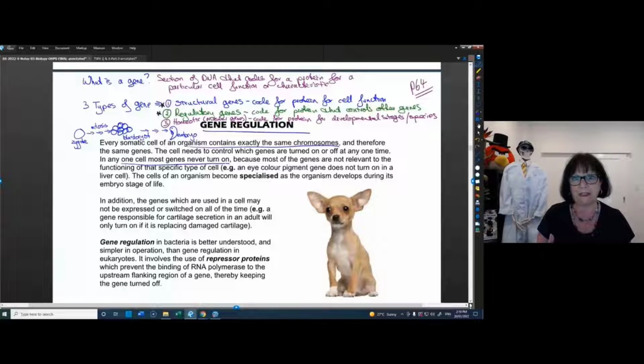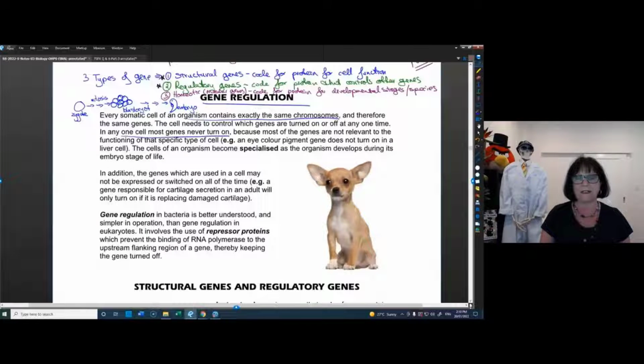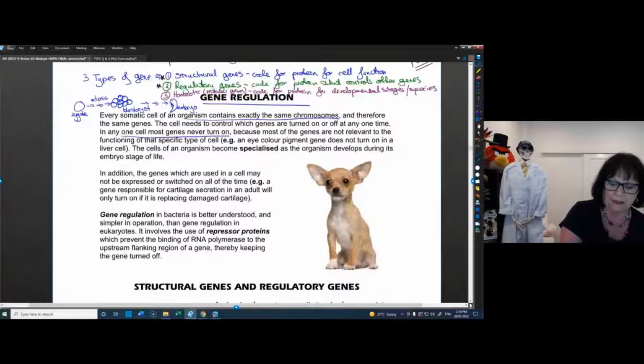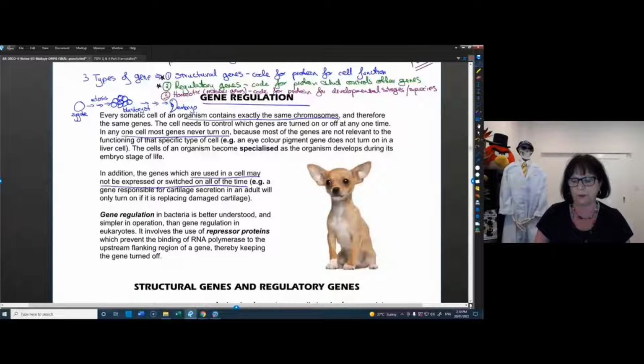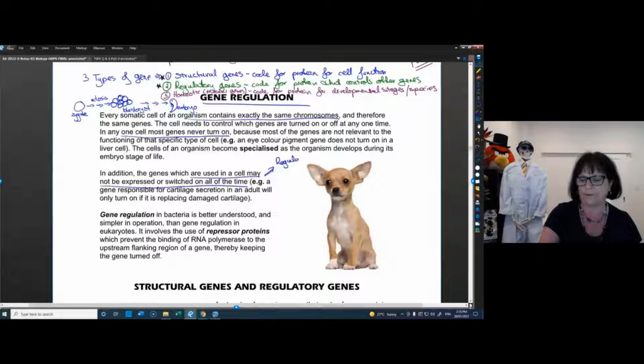This is part of gene regulation. Being able to turn on genes and have some permanently closed off. Also, what they found was that in any one particular cell, the genes aren't switched on all the time. It's really important to have this regulation of the genes, turning them on and off.